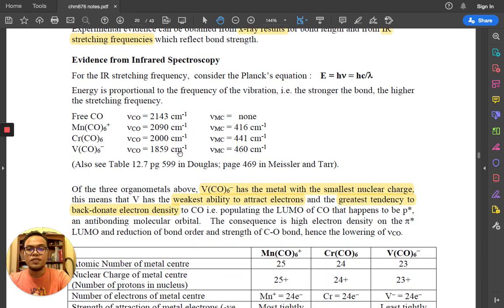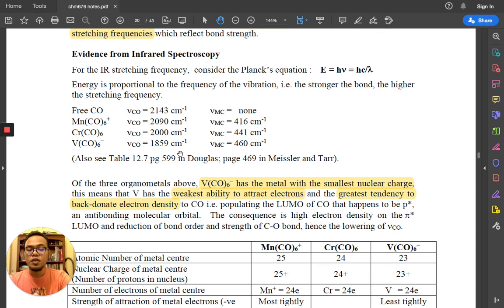Now moving on, evidence from infrared spectroscopy. The first thing that you have to know is this equation: E equals h nu, h being the Planck constant, equals hc/lambda, where c is the speed of light and lambda is the wavelength. From this equation, we can understand that your energy and frequency are in direct proportion, meaning they are proportional. The higher the energy, the higher the frequency, and vice versa. The lower the energy, the lower the frequency.